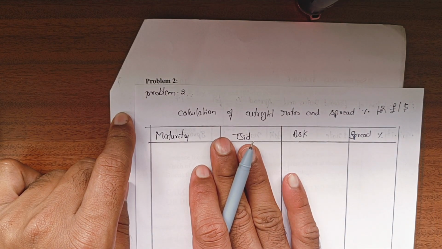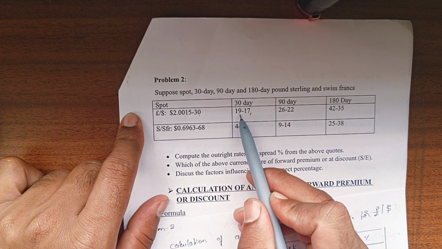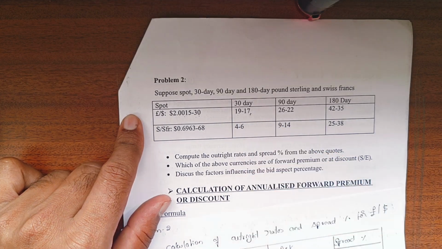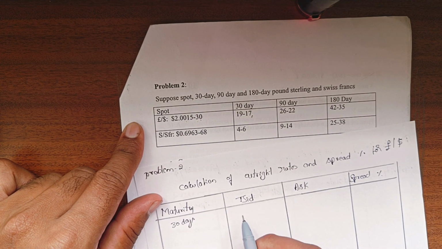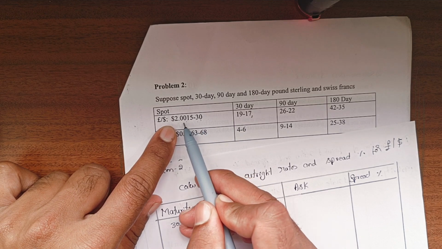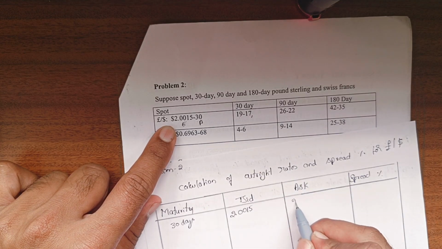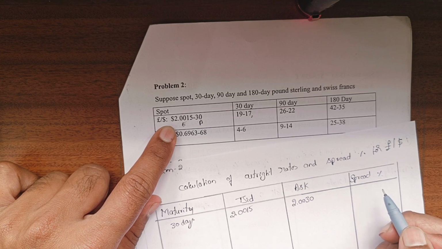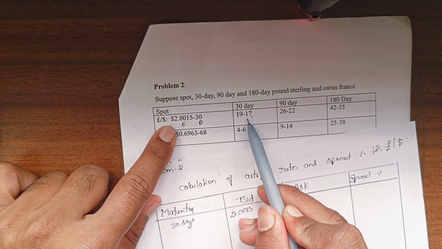To solve this problem, step number one is to identify the LHS and RHS. We need to compare LHS with RHS. First you write down the maturity, 30 days. Bid is this amount, 2.0015. For ask, only 30 is given, which can be written as 2.0030. Spread is given by the formula: ask minus bid divided by ask into 100. We can solve it later. This 2 is given. Then the swap points for 30 days are given as 19 and 17.